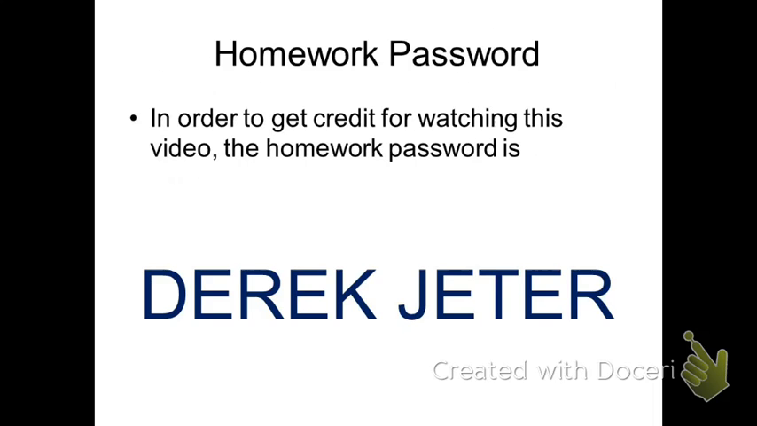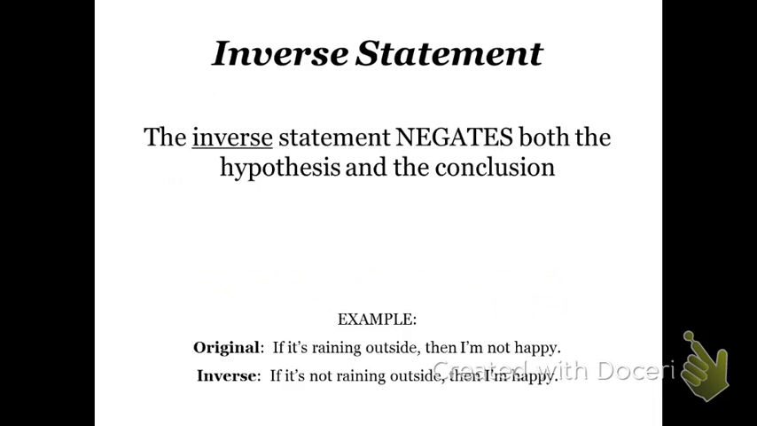Alright, the last type of conditional statement we'll learn about is an inverse statement. The inverse statement negates both the hypothesis and the conclusion. So negate just means make opposite. So if the original statement is, if it's raining outside, then I'm not happy, then the inverse would be, if it's not raining outside, then I am happy. So like the opposite of raining is not raining, and the opposite of not happy is happy. But remember, we do not switch the position of the hypothesis or conclusion.